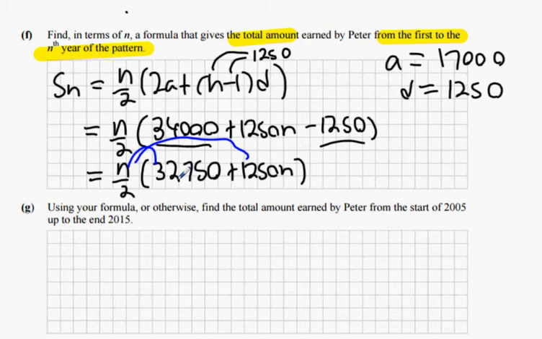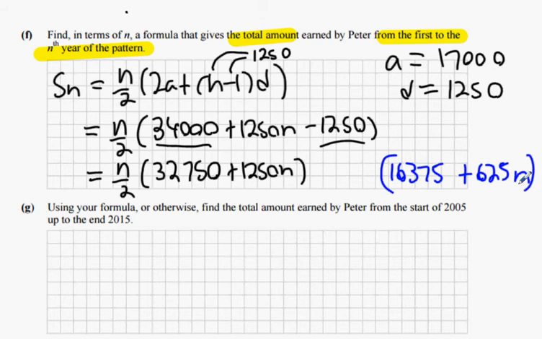Is that alright? So what happens when you divide them by 2? Divide that one by 2, you're going to get 16,375. Divide that one by 2, you get 625n. I have to multiply both of these by this n here on the outside. And when I multiply it by n, what happens? It's going to be 16,375n and 625n squared.